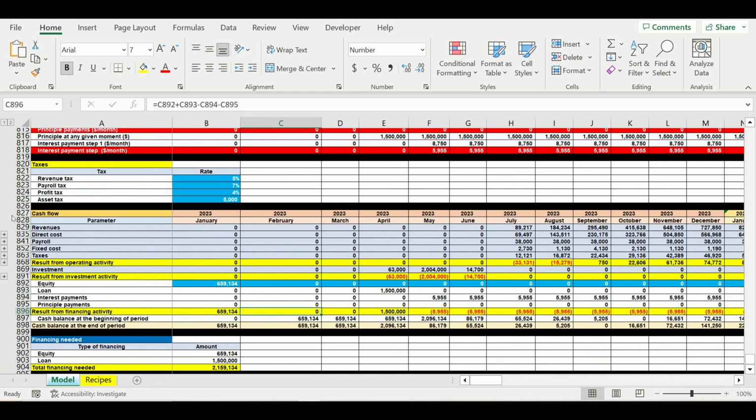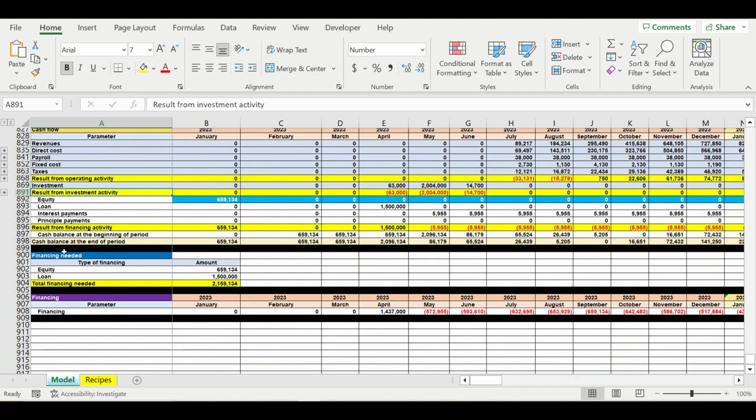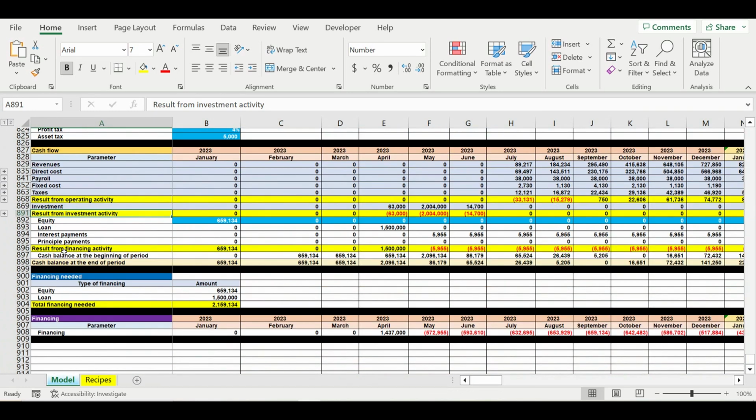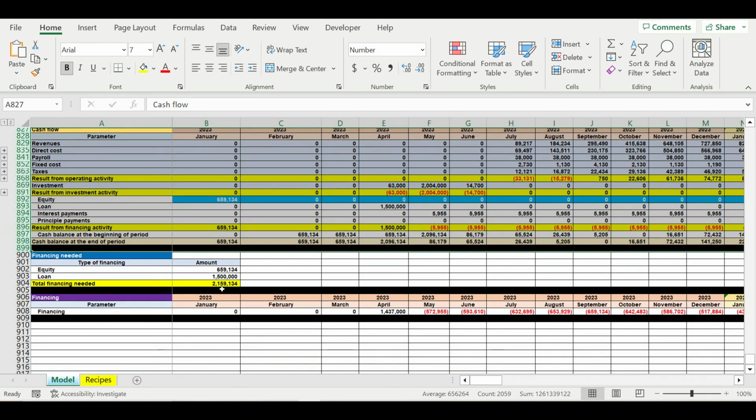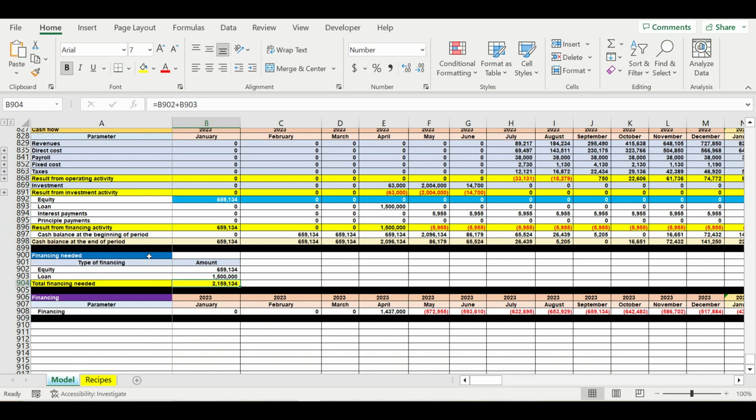Then we are moving to the cash flow. So this is our cash flow. Then, using the cash flow, we are calculating the financing needed. And now we are moving to the simple payback period diagram and calculating the simple payback period itself. So I will copy this table.